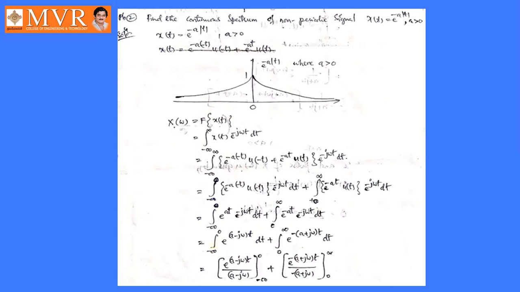Find the continuous spectrum of the non-periodic signal x of t equal to e power minus a into mod t, with a greater than 0.